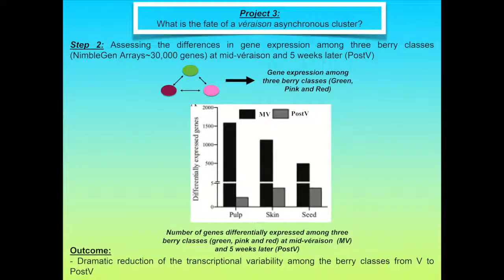Here in each tissue, when we compare these 3 berry classes at mid-veraison, you have in the pulp, in the skin, in the seeds, around 3,000 genes that are differentially expressed between the green, the pink, and the red. When we go down to maturity with the same classes, you have basically 2, 5, and 5 genes. So you have a huge, dramatic reduction in the number of genes that are differentially expressed from mid-veraison to harvest. So what does it mean? That means somehow they have settled down.